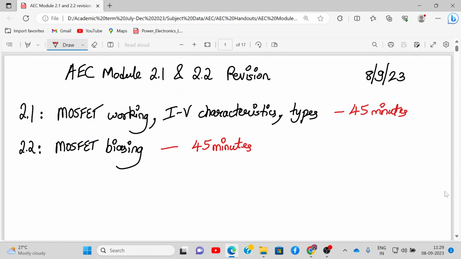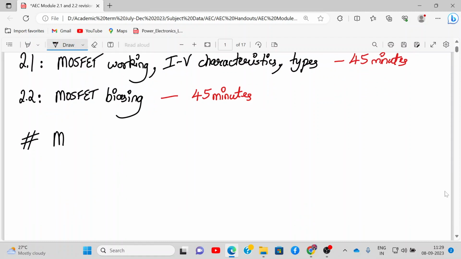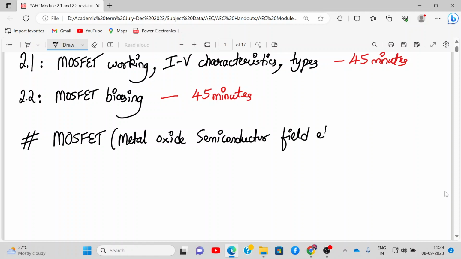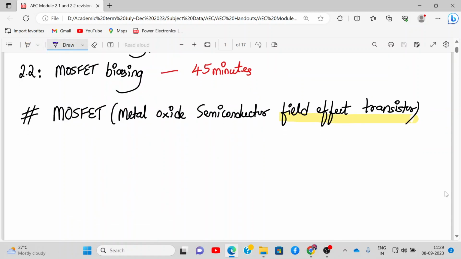So let us start with MOSFET. MOSFET is actually called metal oxide semiconductor field effect transistor. Okay, that is its full form, metal oxide semiconductor field effect transistor. And its types are as follows.